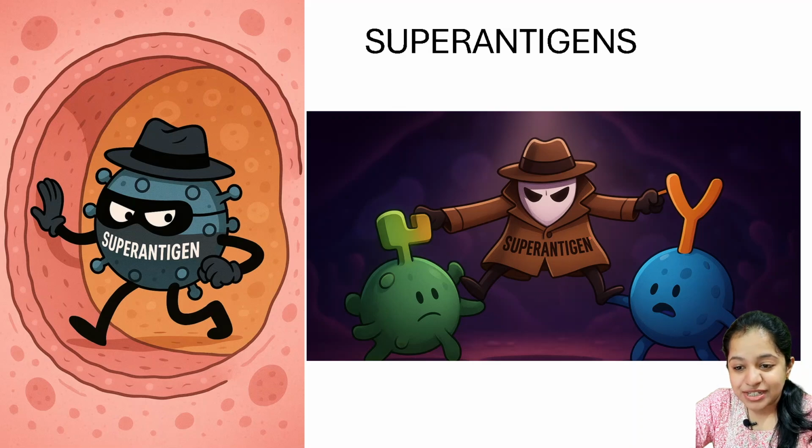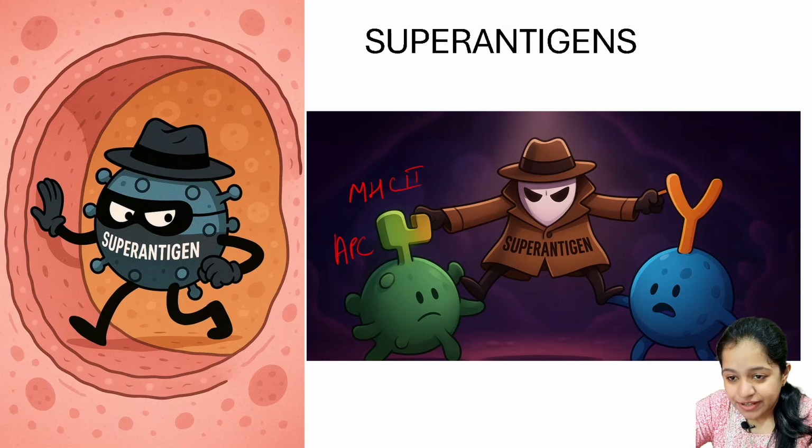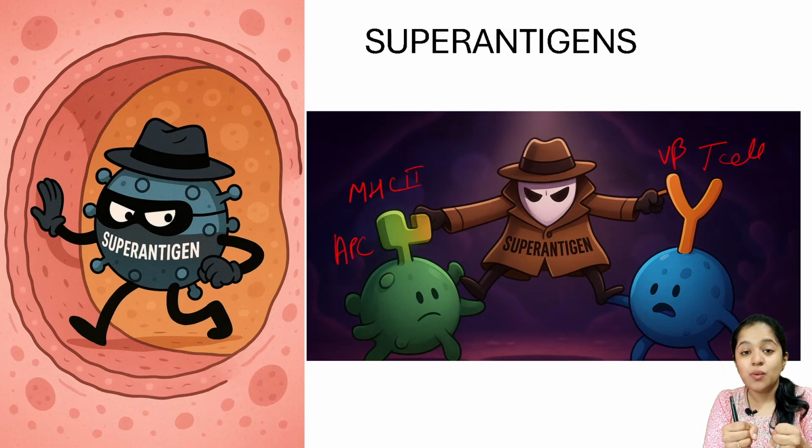How? It bridges the MHC2 of your antigen presenting cell and the variable beta region of your T cell receptor. It bridges them together. So what is it doing? It is hacking the system. It attaches itself to both the MHC2 of the antigen presenting cell and the variable beta region of your T cell receptor. It will lead to what? It will lead to chaos. This is not something normal for your cells.